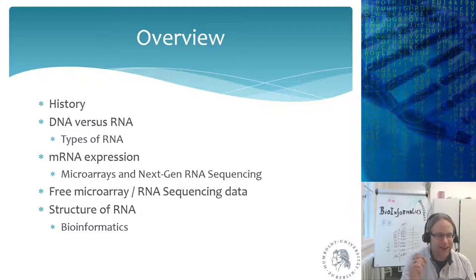So history, DNA versus RNA, all of the different types of RNA, microarray expression, and then free microarray and RNA sequencing data. Where can you get it and how do you download it? And one of the nice things is that you don't have to ask for a €300,000 grant to do your research, especially if you're interested in gene expression and gene regulation. There's a lot of stuff that you can get for free.